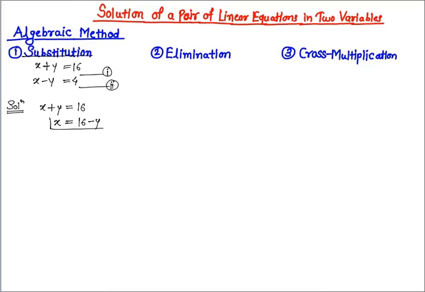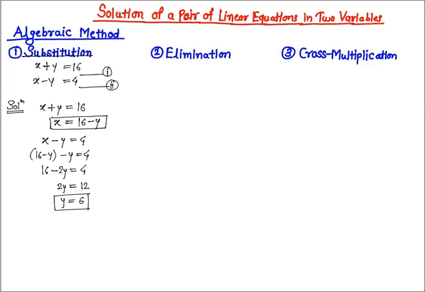Now let's put this value of x in the second equation. What is our second equation? x minus y equals 4. What is the value of x we got? 16 minus y. So it would be 16 minus y minus y equals 4. So we get 16 minus 2y equals 4. So 2y equals 16 minus 4, that is 12. So y equals 6.